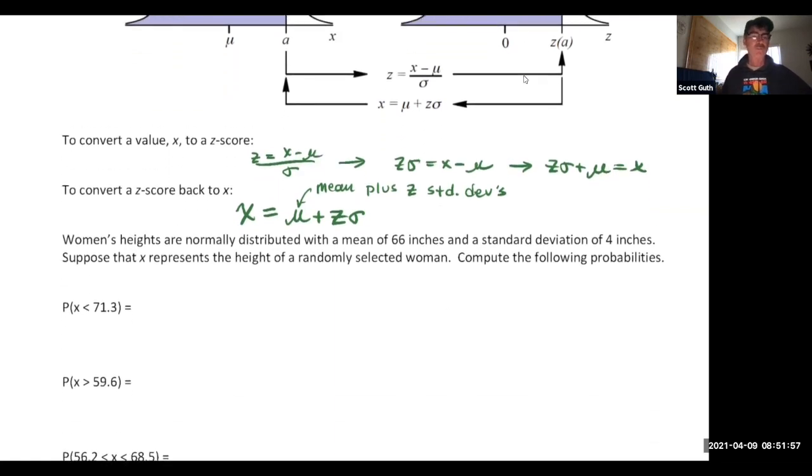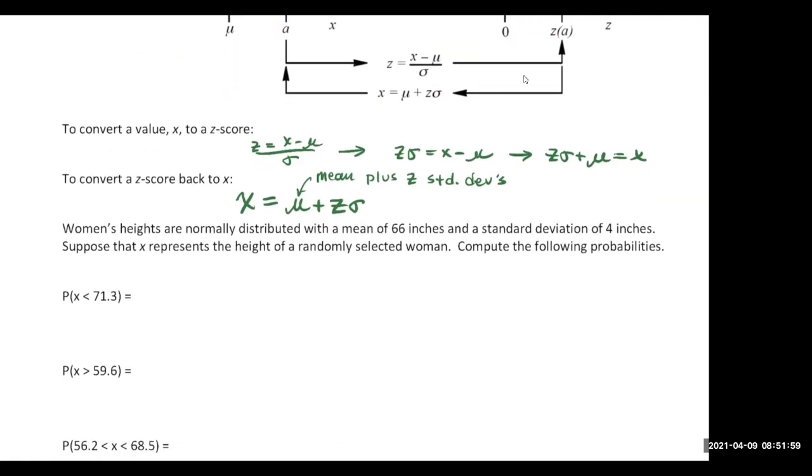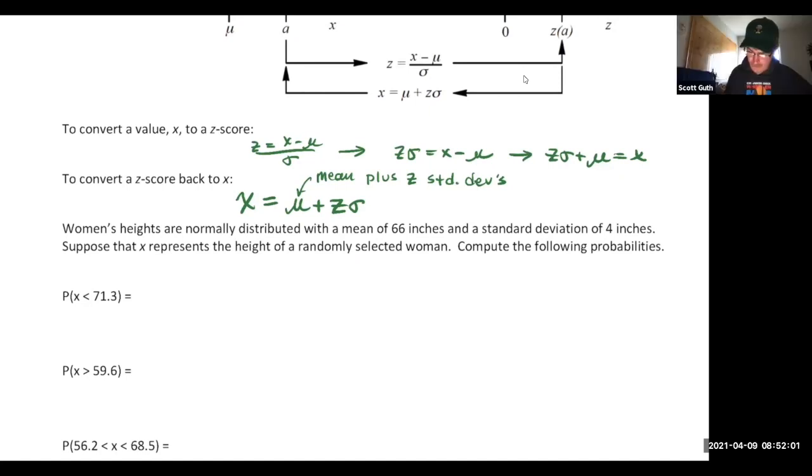Okay. Can you repeat that, please? What? Okay, so I think what you want me to repeat is why this equation makes sense.